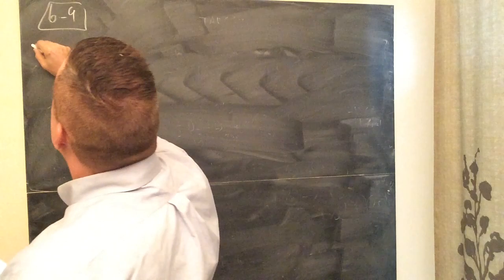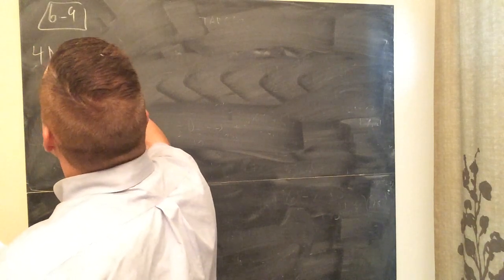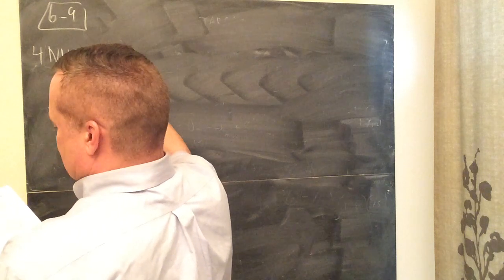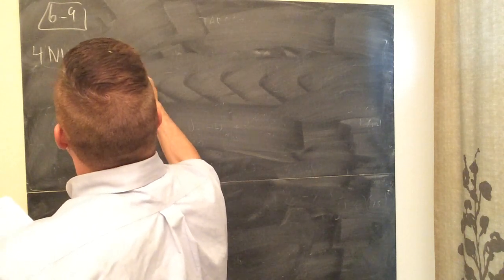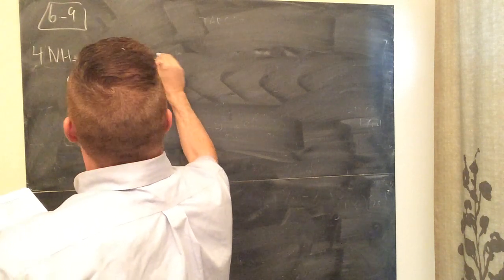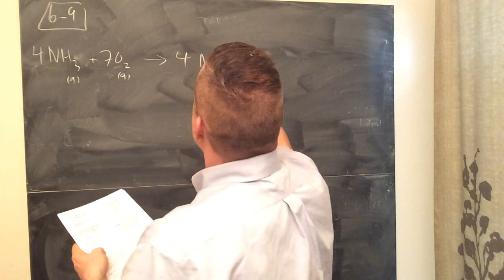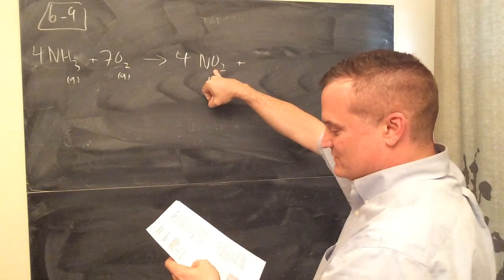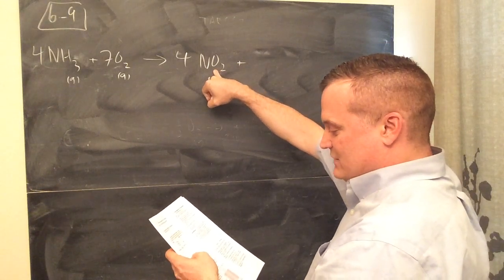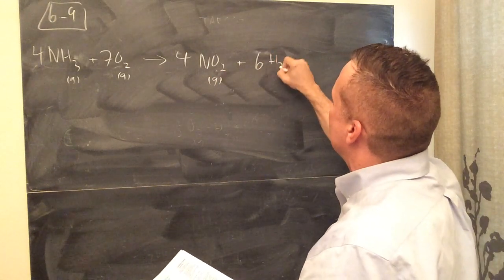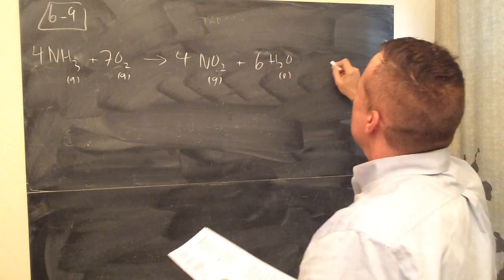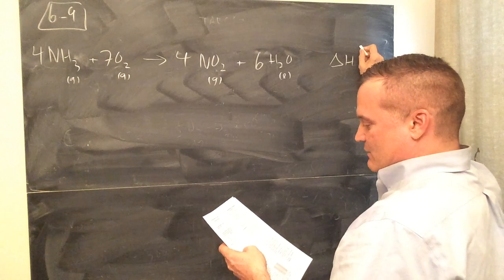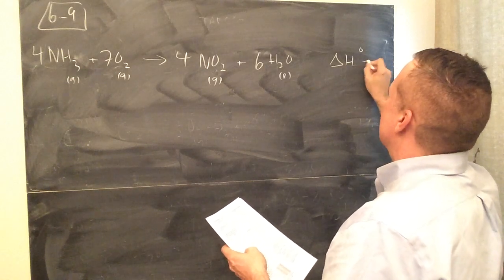But here's the reaction. 4 ammonia gas plus 7 oxygen gas gives you 4 nitrogen dioxide gas. NO2, by the way, is a reddish-brown gas. Really cool thing to know. Okay, and you also get 6 H2O, and it's a liquid. And they want you to find what is delta H for that, the standard delta H for that reaction.